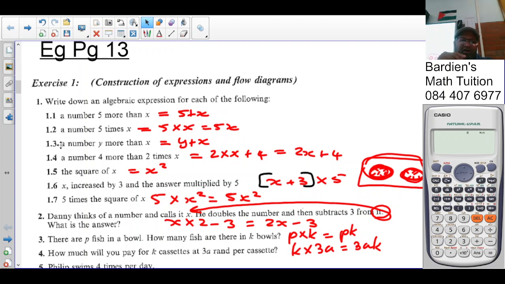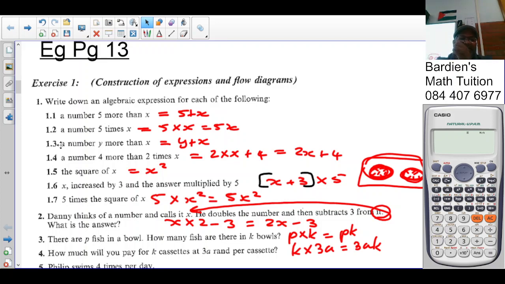Okay. Now say for argument's sake that x in number 1.2 was 5. Then if you read it, a number 5 times 5, what would the answer have been? 25. If x was 7, then what would that answer have been? A number 5 times 7. What's 5 times 7? 35. How do you get that? 5 multiplied by 7. Or 5 multiplied by 5.